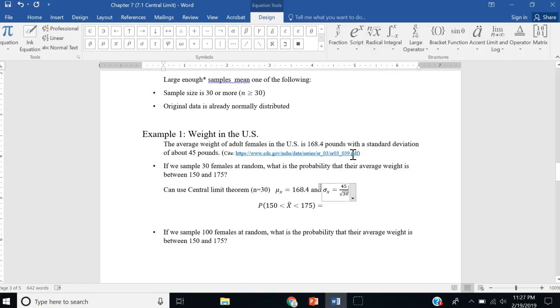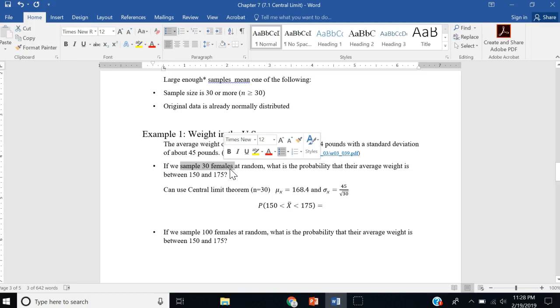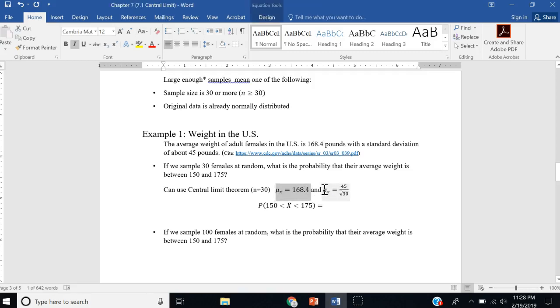Just as a reminder, what the central limit theorem tells us is that if we take samples that are large enough, in this case, 30 females is a large enough sample, then our sample averages are going to be normally distributed with a mean which is the same as my original mean, and a standard deviation which is my original standard deviation divided by the square root of n.